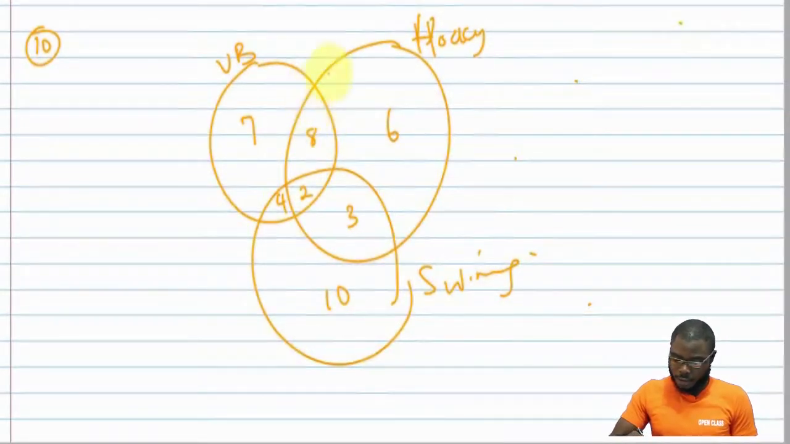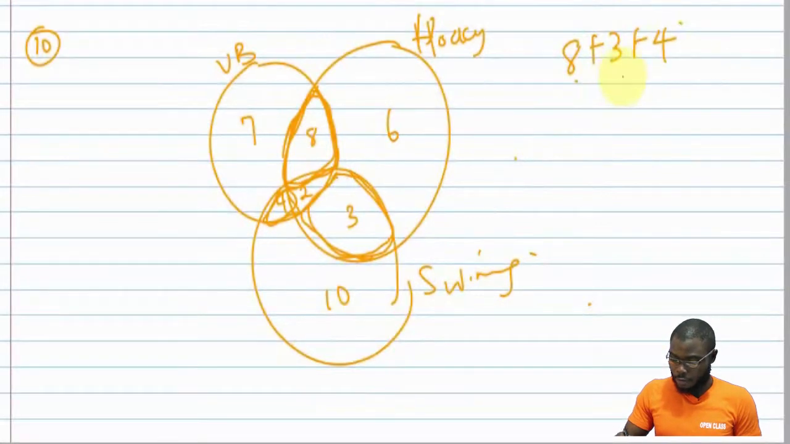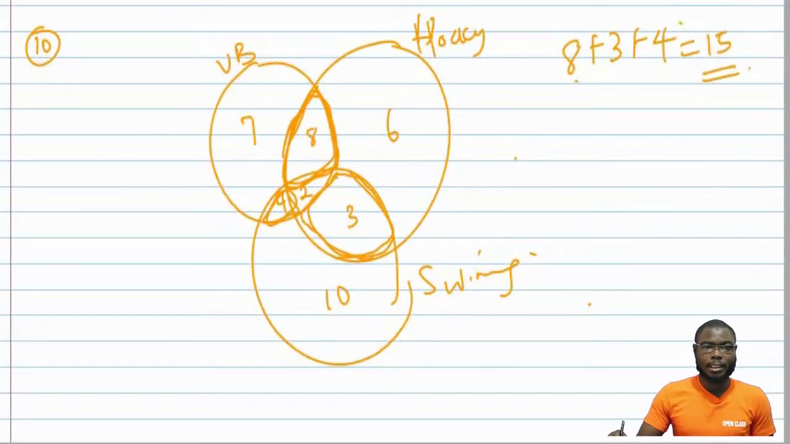So how many students play only 2 games? These are intersections. These ones play volleyball and hockey only, these play only hockey and swimming, and these play volleyball and swimming. These are the guys that play only 2 games, so you just sum up the numbers in those boxes. 8 plus 3 plus 4: 8 plus 3 is 11, and 11 plus 4 is 15. Those that play only 2 games are 15. Option A says 15, B says 16, C says 20, and D says 18. So your answer is A.